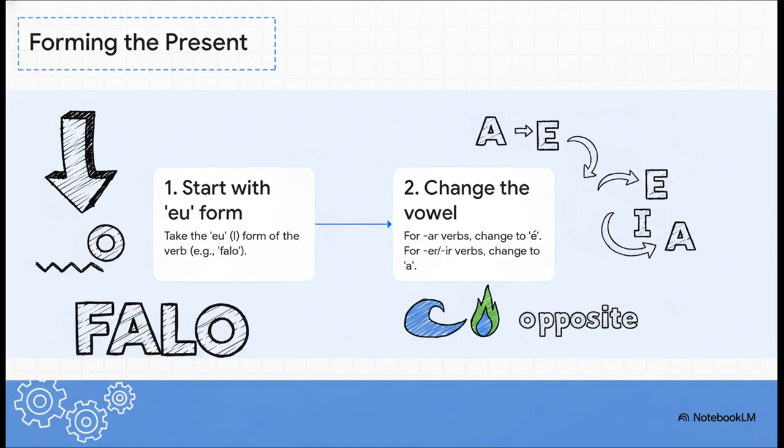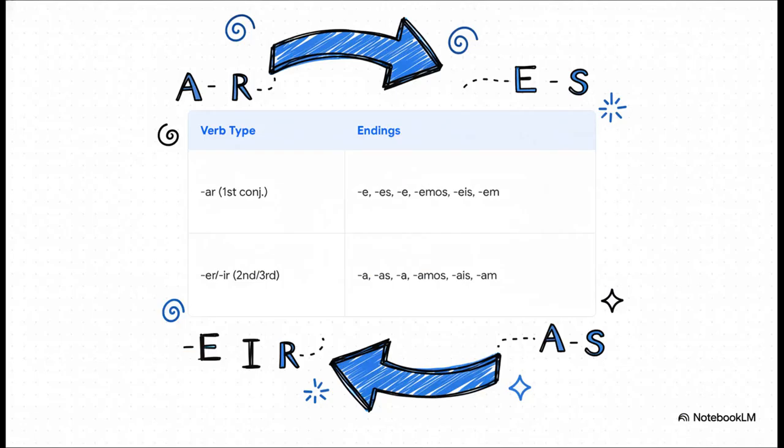1, you start with the regular I form of a verb, like falo for I speak. 2, you chop off that final O. And 3, you add the opposite ending. That's the whole trick. And this chart lays out that opposite ending rule perfectly. See how AR verbs, which normally have A's, now get E endings? And the ER and IR verbs, which have E's, now get A endings? It's just a clean swap.